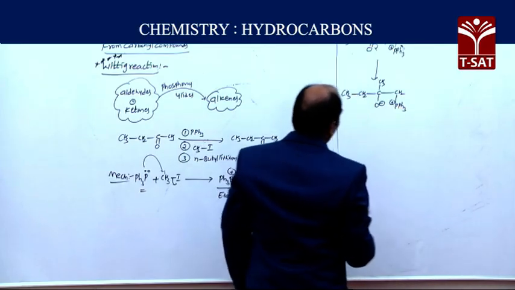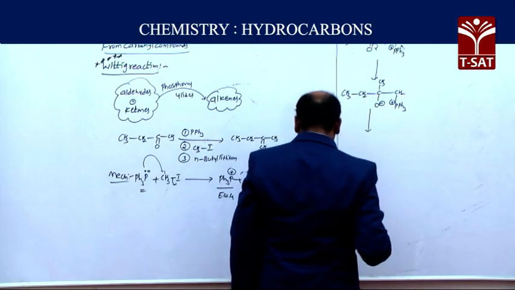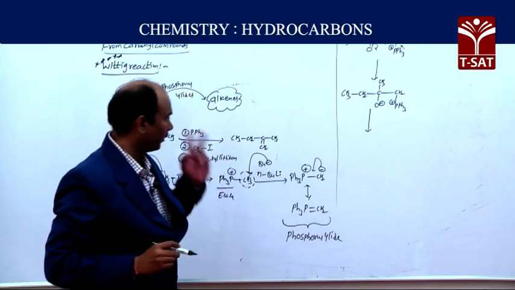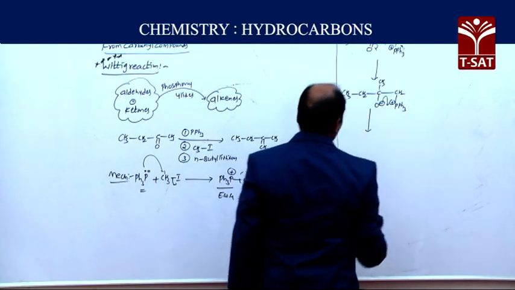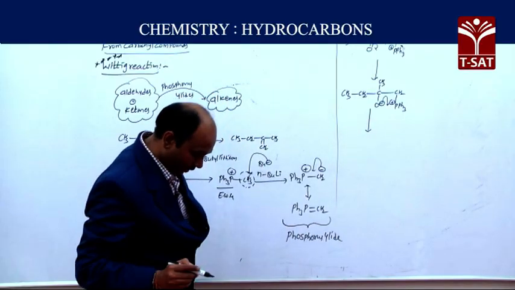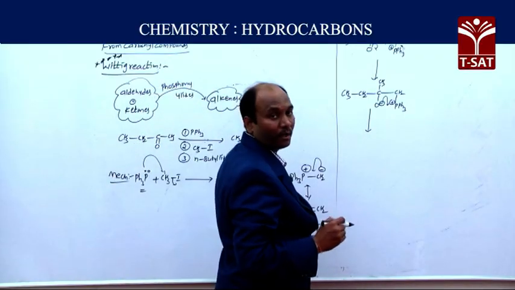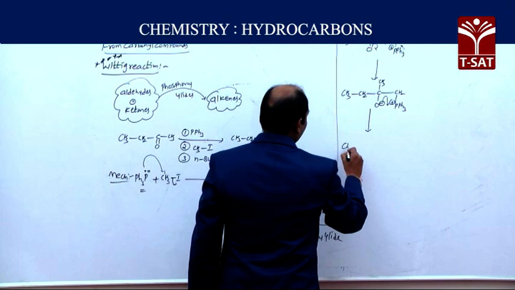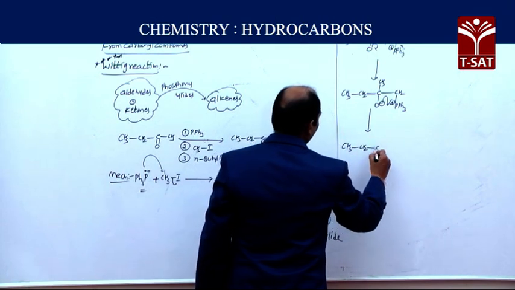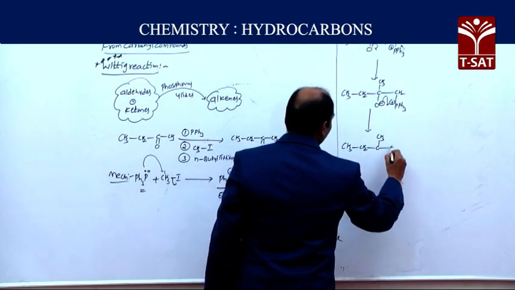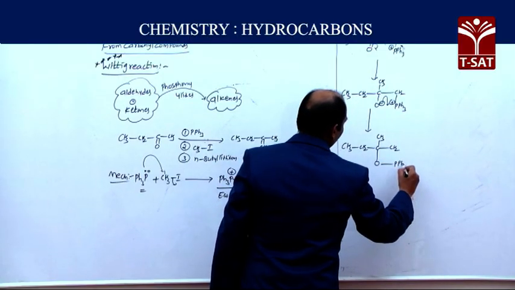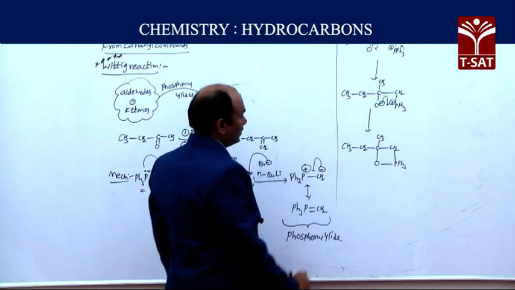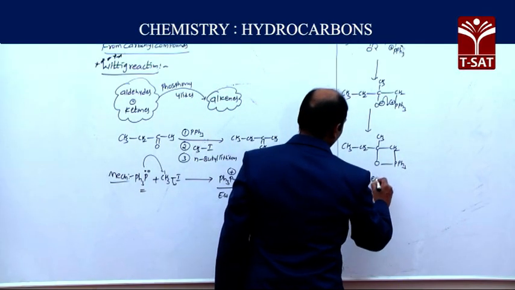Right. So after this, I told you the negative charge is nothing but a lone pair. This lone pair is migrated from here to here. What happens? That negative charge forms one bond. Here this is CH3, CH2, C, CH3, this is CH2, this is O, this is the PPh3 bond. This is called the betaine intermediate.